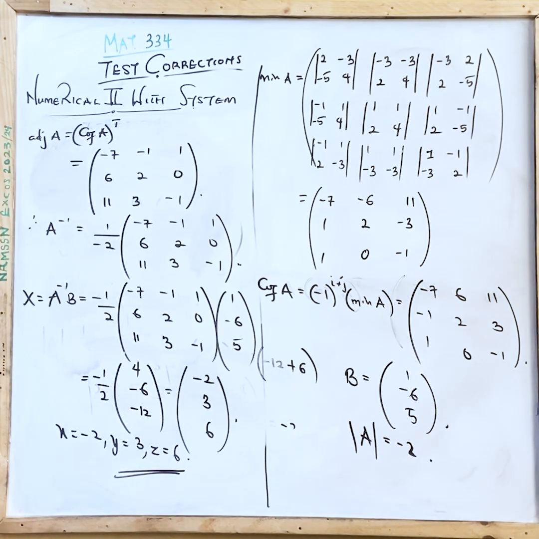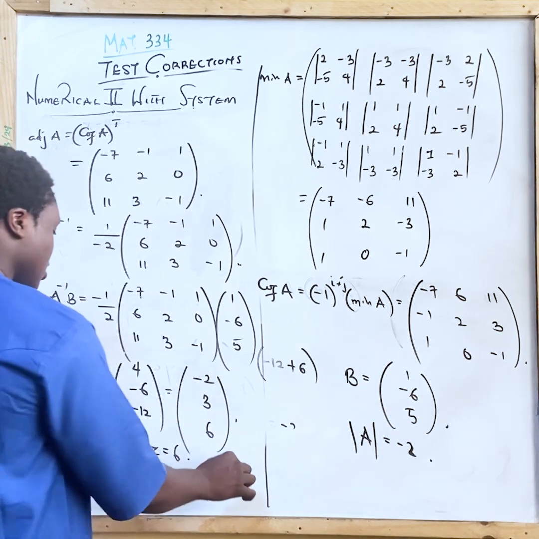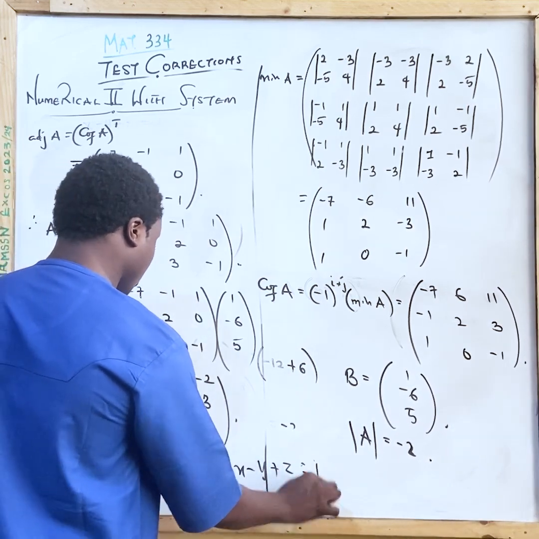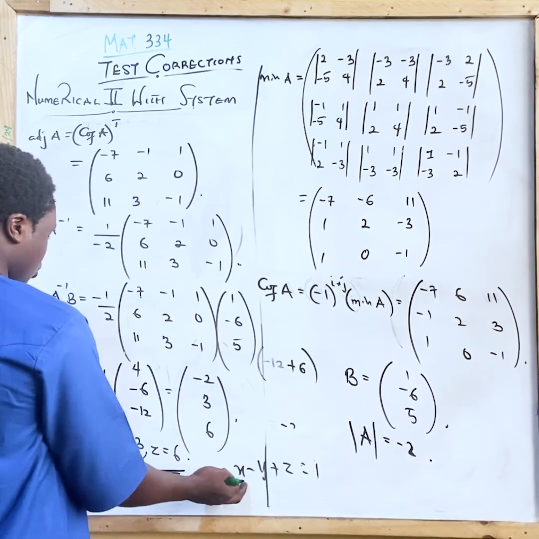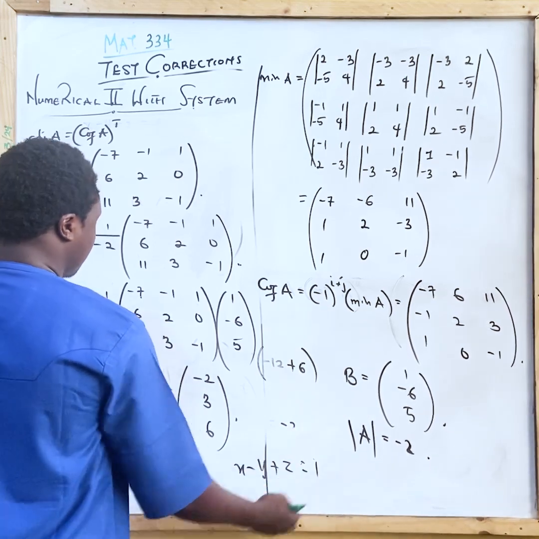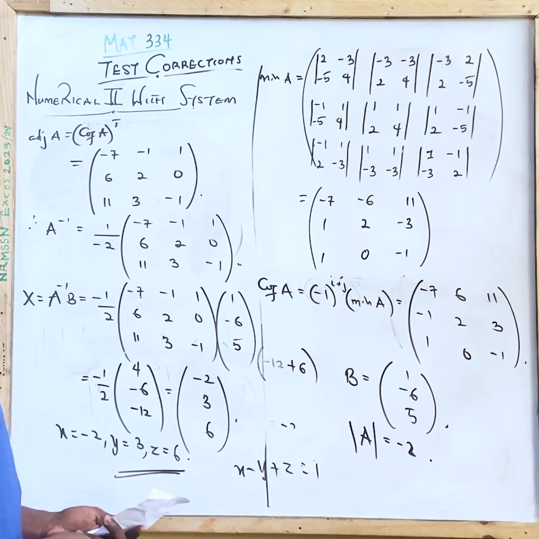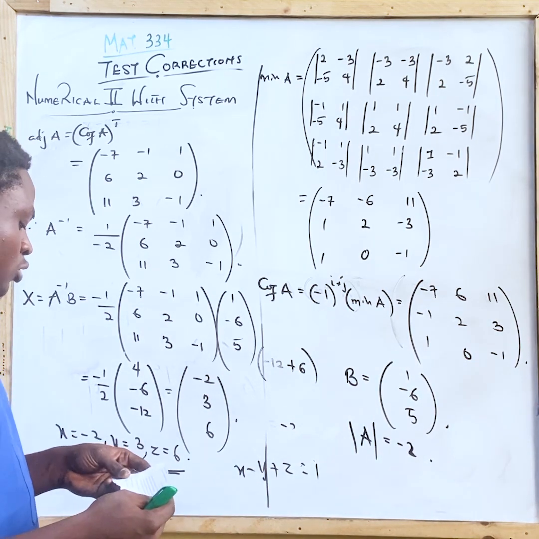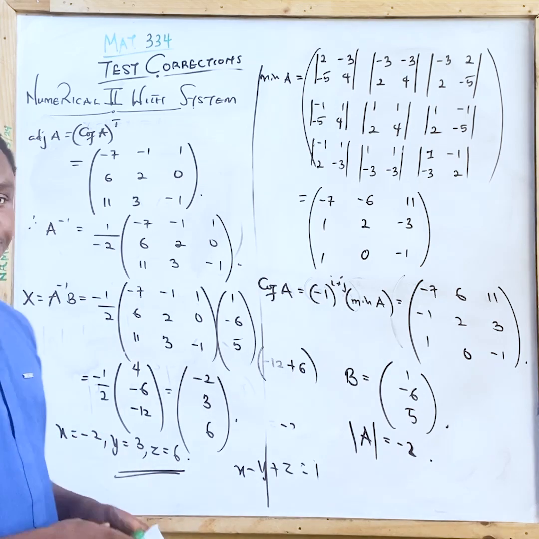And then how are you sure you are correct? You can run these variables through your given equations. We're told that x minus y plus z is equal to 1. So our x is minus 2, minus 3, that's minus 5, plus 6, that's 1. If you run it through the other two, you should get the answer. So this answers question 1b.